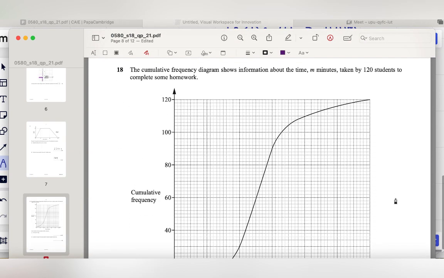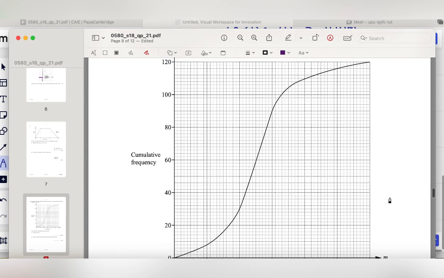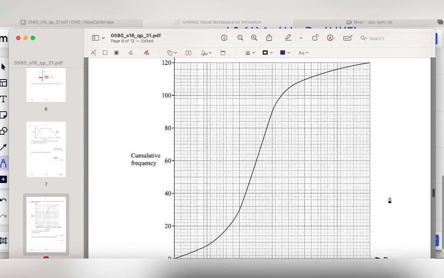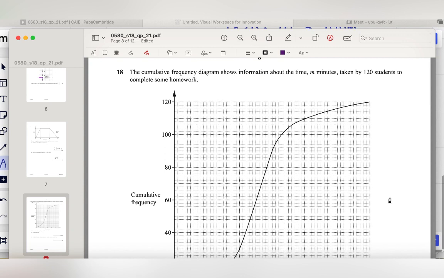The next question, question 18, is a cumulative frequency graph. We have a cumulative frequency graph. The cumulative frequency diagram shows information about the time in minutes taken by 120 students to complete some homework.